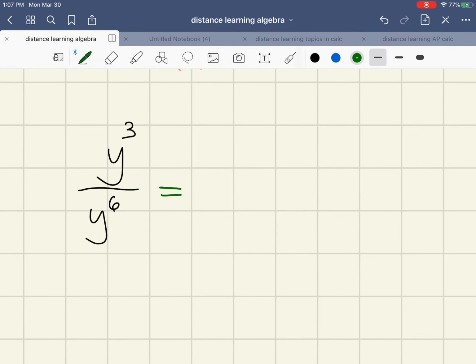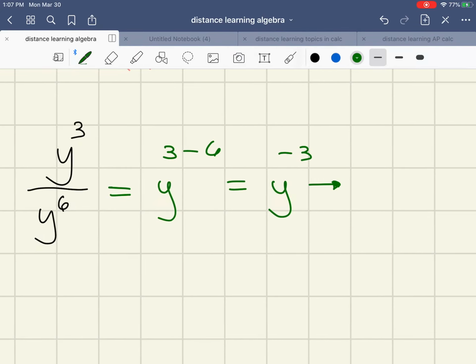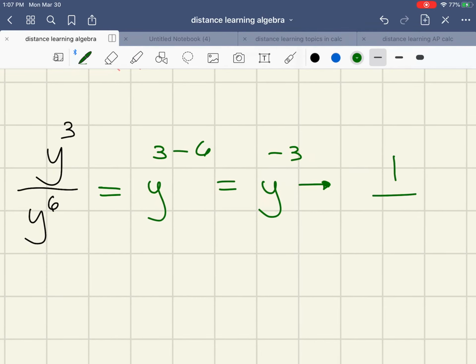Y to the 3rd over y to the 6th. Numerator exponent goes first. Denominator exponent goes second. 3 minus 6 is negative 3. And if you've already dealt with negative exponents, then you know that's 1 divided by y to the 3rd.